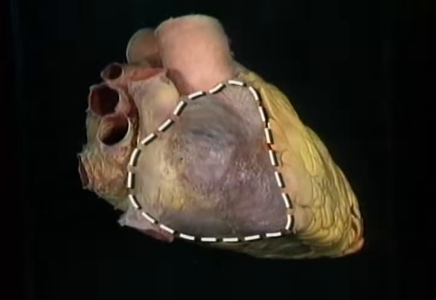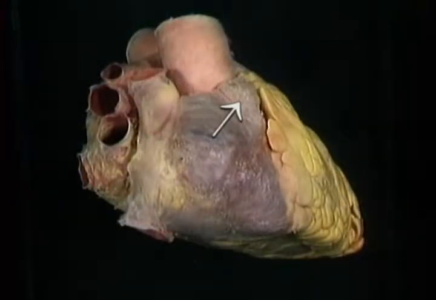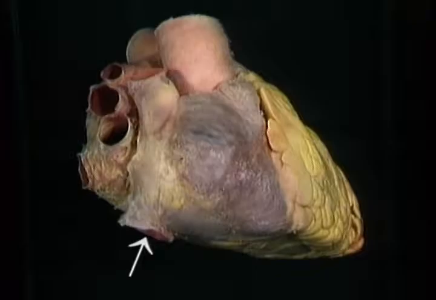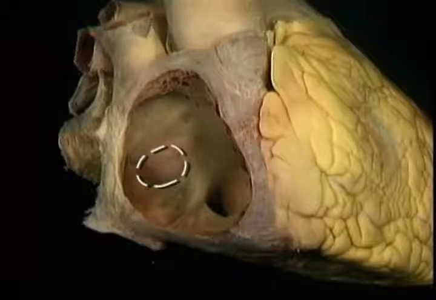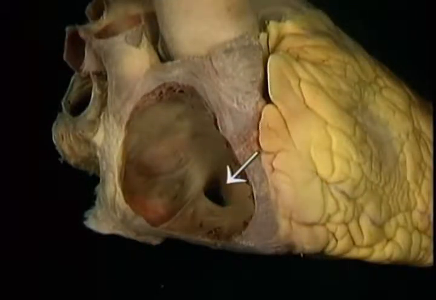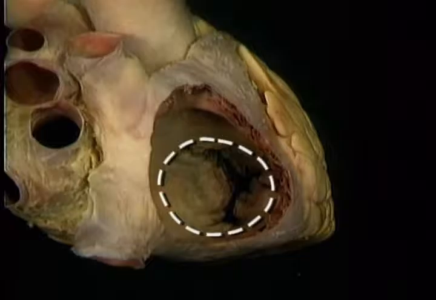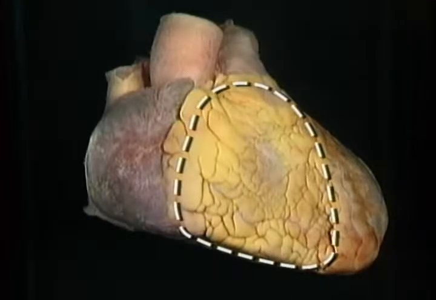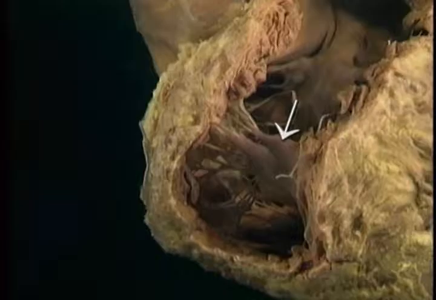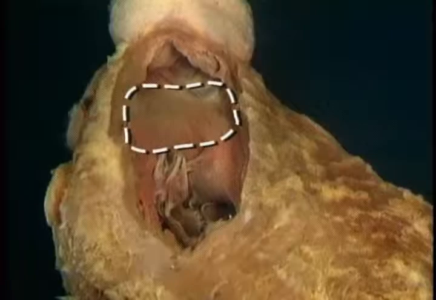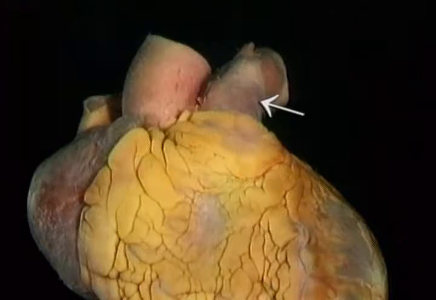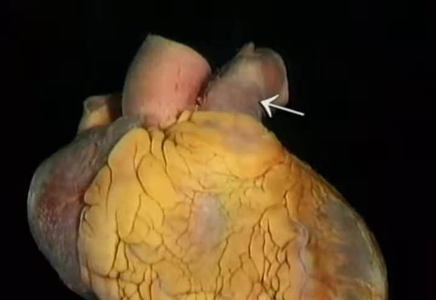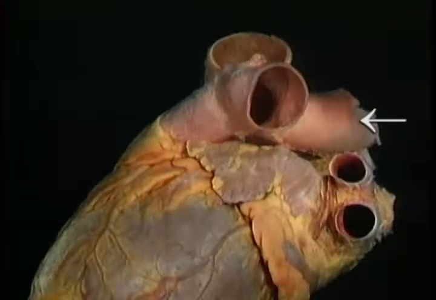Here's the right atrium, the atrial appendage, the superior vena cava, and the inferior vena cava. Here's the interatrial septum, the fossa ovale, the opening for the coronary sinus, and the tricuspid valve. Here's the right ventricle. Here are the papillary muscles and the chordae tendineae and the infundibulum. Here's the pulmonary valve and the pulmonary trunk, branching into the left pulmonary artery and the right pulmonary artery.